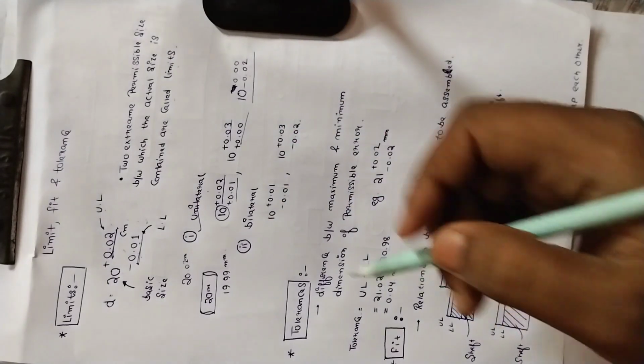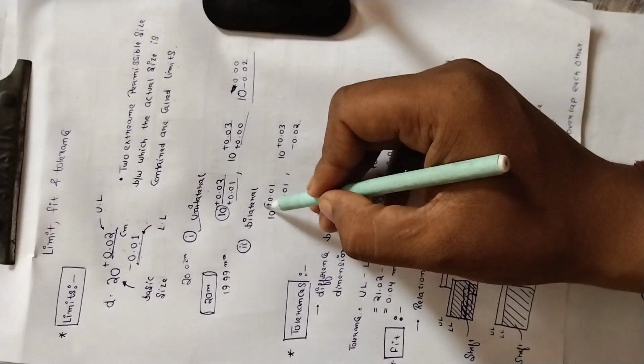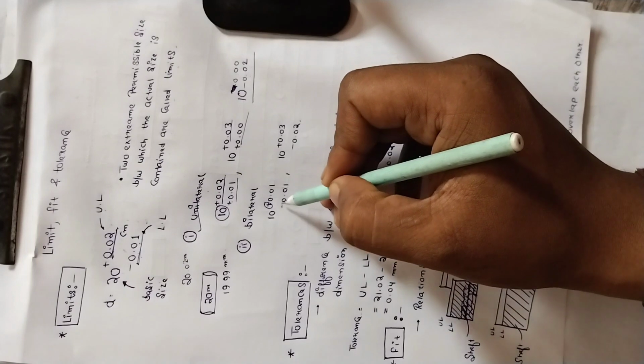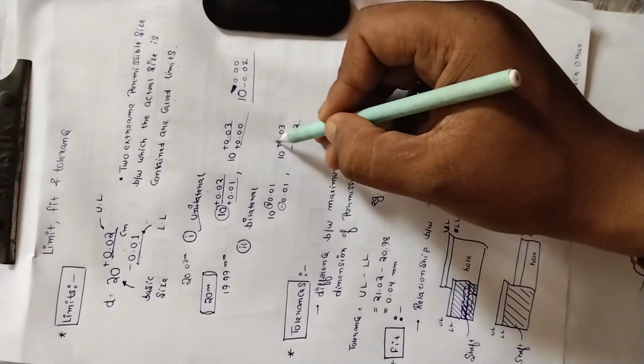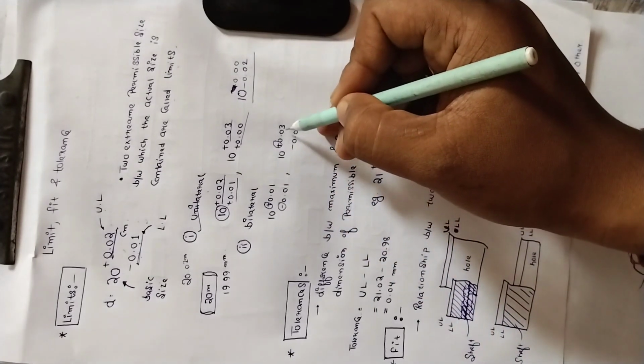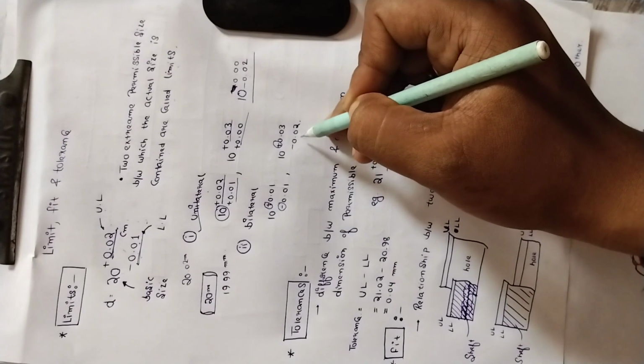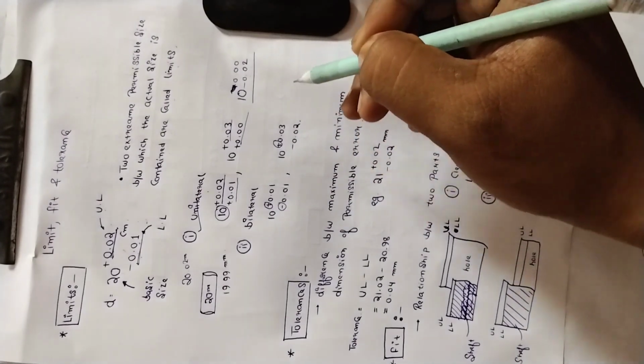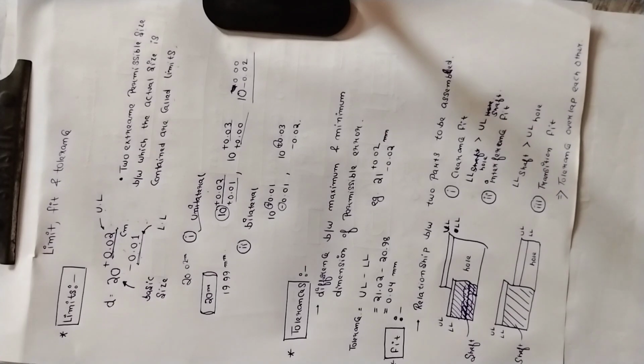But in the bilateral case there is a sign change, from plus 0.01 to minus 0.01, or from plus 0.03 to minus 0.02. This is known as a bilateral limit. Okay, I think the concept of limit is clear to you. Now we will move into the tolerance part.